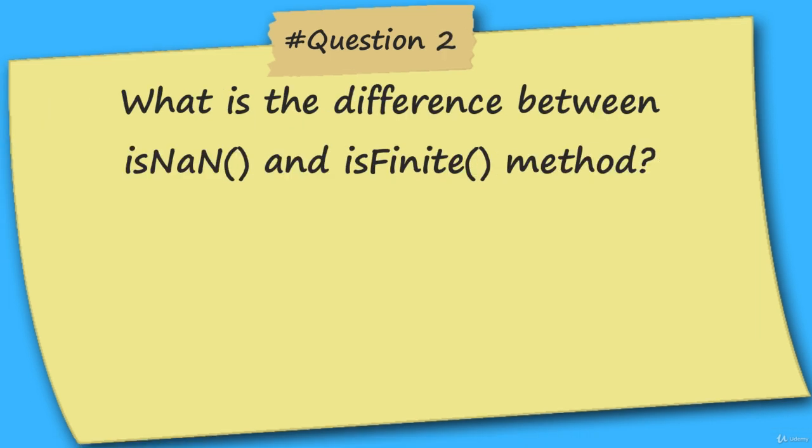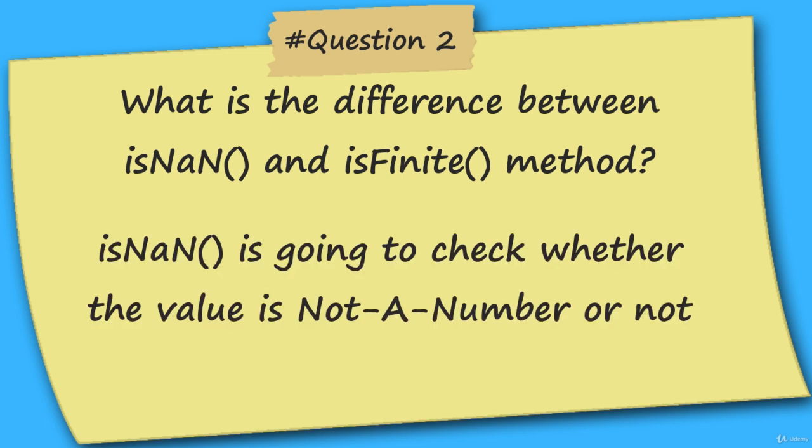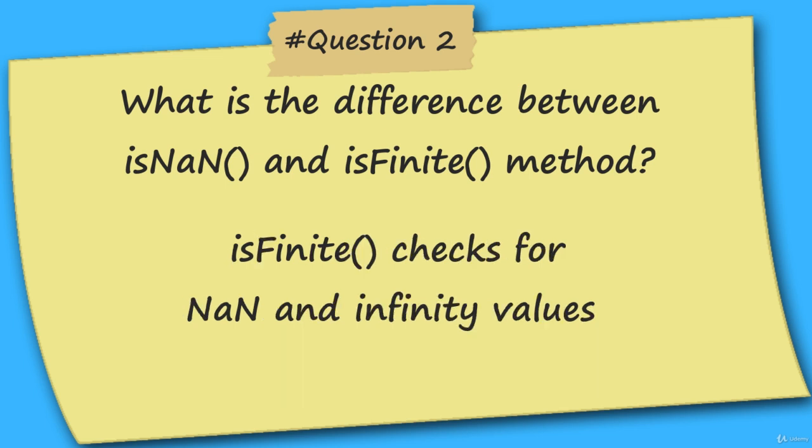The second question is, what is the difference between isNaN and isFinite method? So we have already seen that isNaN is just going to check whether the value is not a number or not, and isFinite checks for NaN as well as infinity values also.